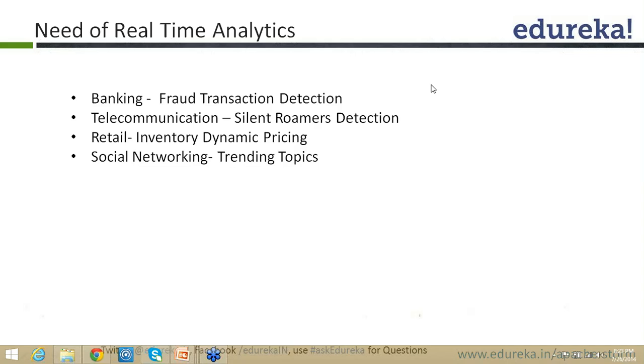So there is a definition called silent roamers. This definition changes from operator to operator, from continent to continent, from one geographical location to another. What is the definition of a silent roamer in India might not be the definition in the US, or the definition of a silent roamer in Africa would be completely different. But whatever your definition is, that is your business statement, and still, that has to happen on a real-time basis or as soon as possible. As and when your servers are generating data, this has to be analyzed.